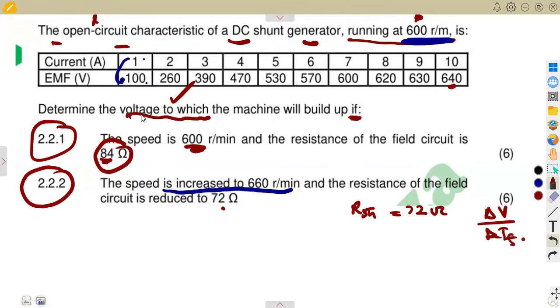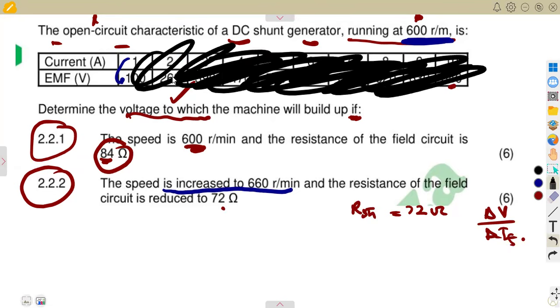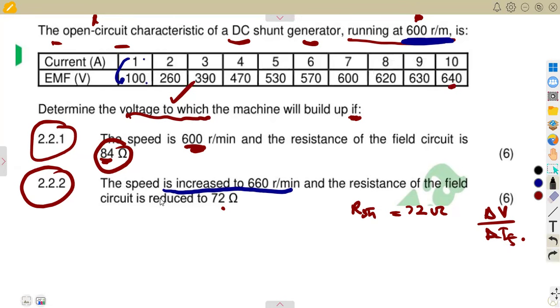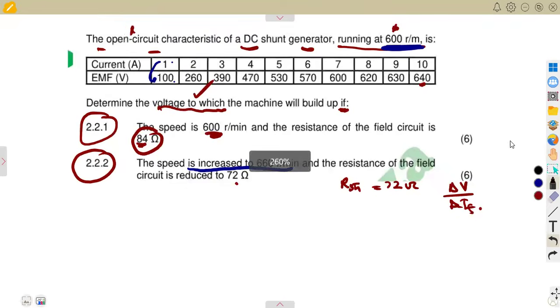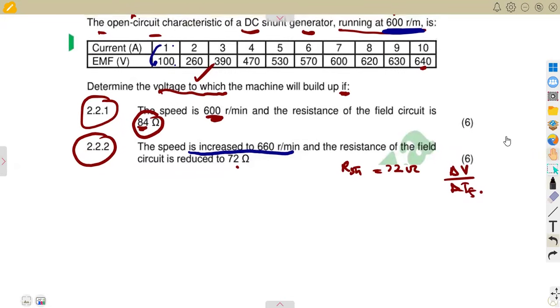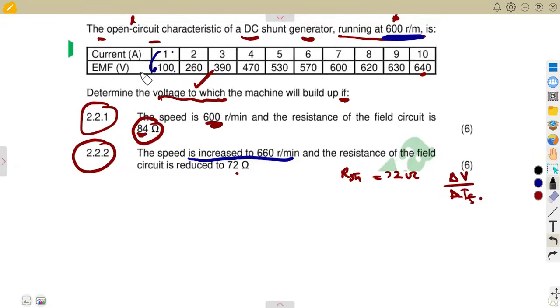What has changed is the graph. This graph is no longer applicable. It was when the speed was 600. This information here was when the speed was 600. But it has changed. So you need to have another table for this speed, showing just like the previous case, the current and the voltage.